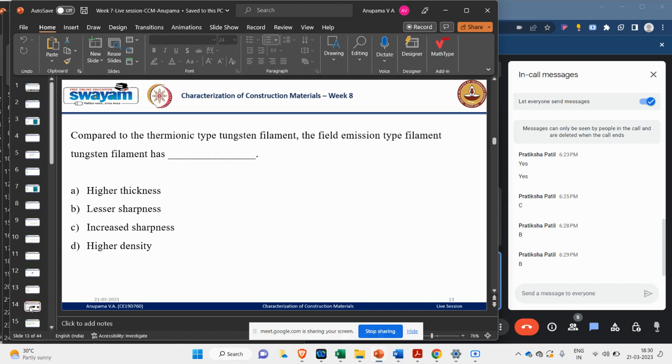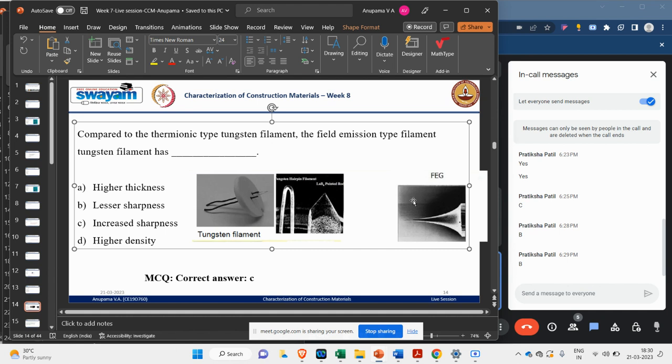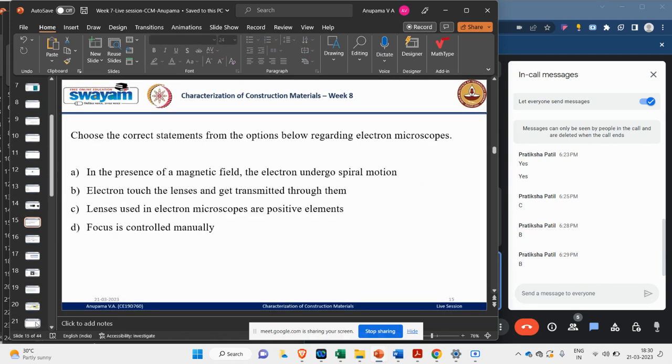Let's move to the answer. The correct answer is option B. Wait, one second. It is option C. It has increased sharpness. This is field emission. As you can see, it has a very pointed end compared to the thermionic type tungsten filament. That one has a very blunt end, whereas this one is more sharp. So it has a higher sharpness. It doesn't have a higher thickness or higher density. As you can see, this is thicker, whereas this is thinner and sharper. Let's move to the next question.